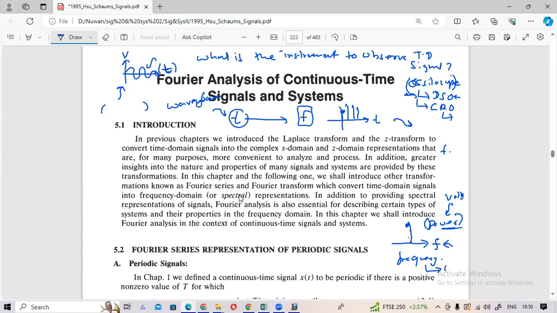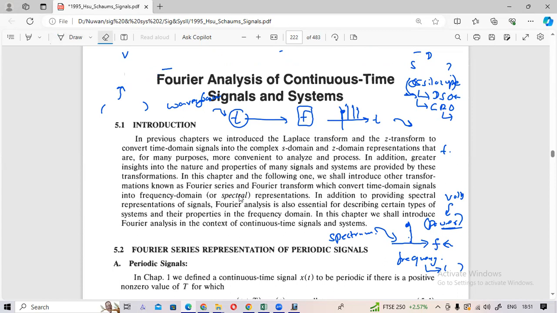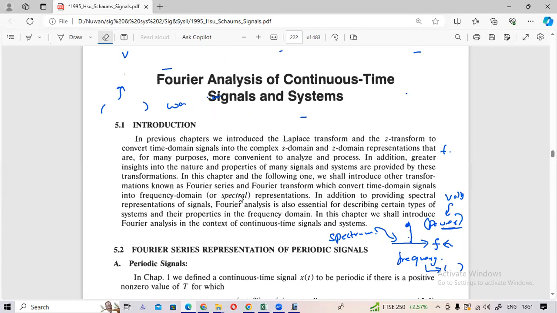So what is the instrument we can use to see this frequency domain signal? This is also a signal, we call that a spectrum. This is called a spectrum, frequency domain signal. The time domain signal we normally refer to as waveform. The frequency domain signal we refer to as a spectrum. So what is the instrument we use to see a spectrum?